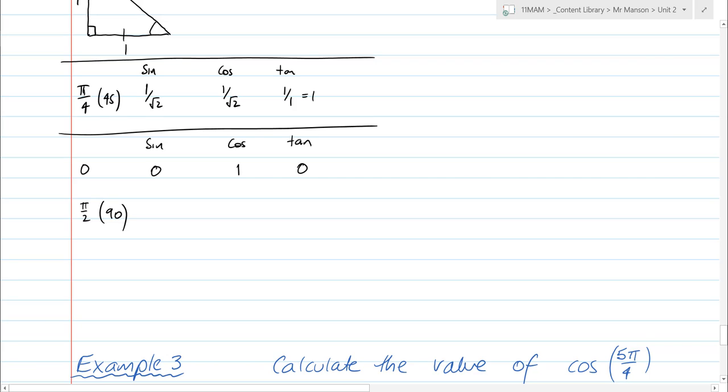Sine of 90? 1. Cos of 90? 0. And 1 divided by 0 is undefined. So math error, NA. So that will exist as well. So that's undefined, but you've got those extra 5. If you know those 5 angles, you can extrapolate beyond.